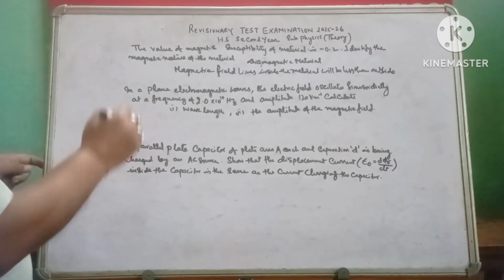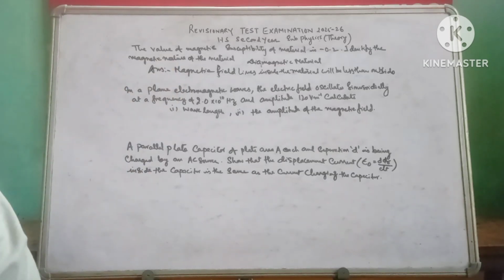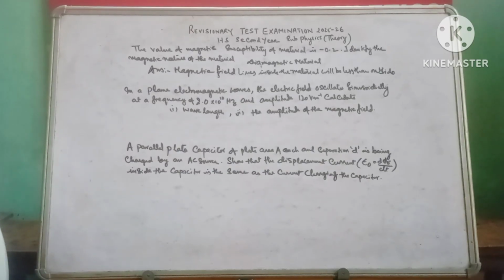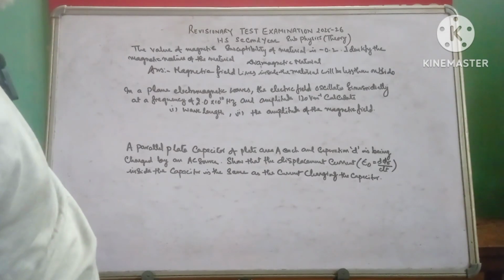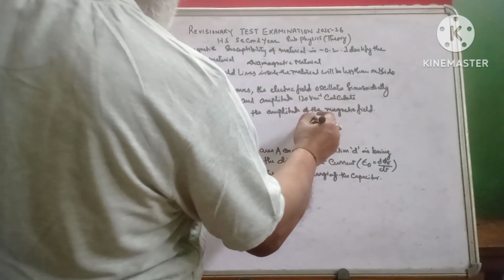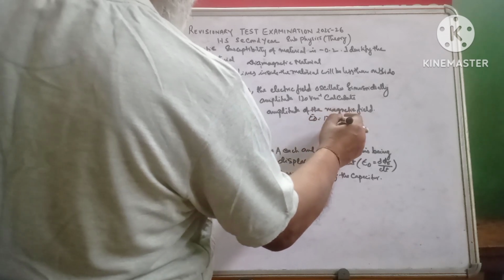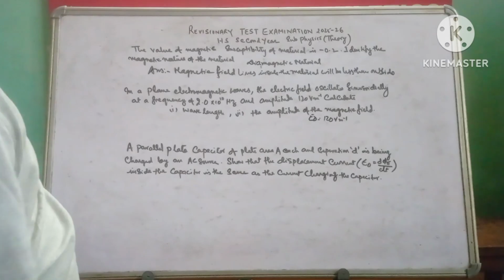Now the next question is, in a plane electromagnetic wave, the electric field oscillates sinusoidally at a frequency of 2 into 10 to the power 8 hertz, and the amplitude is 120 volt per meter. This is your E naught. You have to calculate the wavelength.